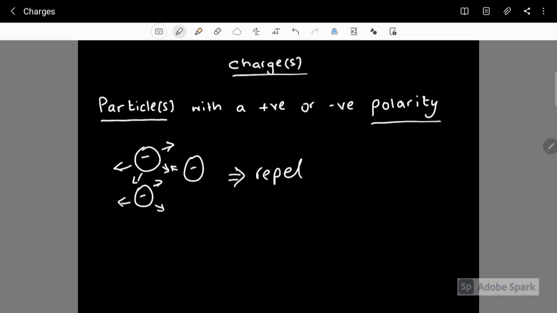And if you have opposite signed charges, so if you have plus, minus charges, then these are going to attract each other like this. And this is due to an electric field that stems from each of these charges.